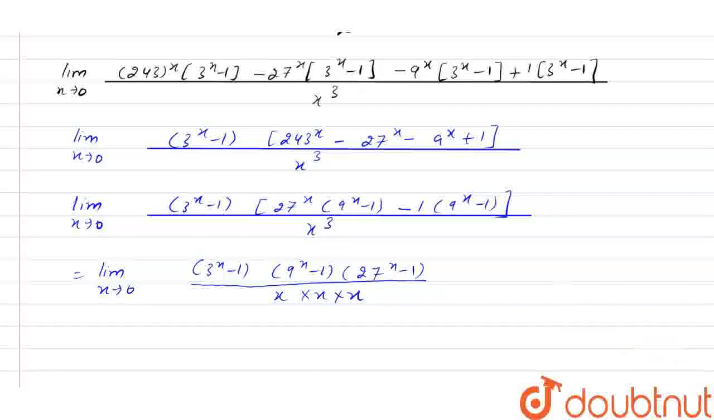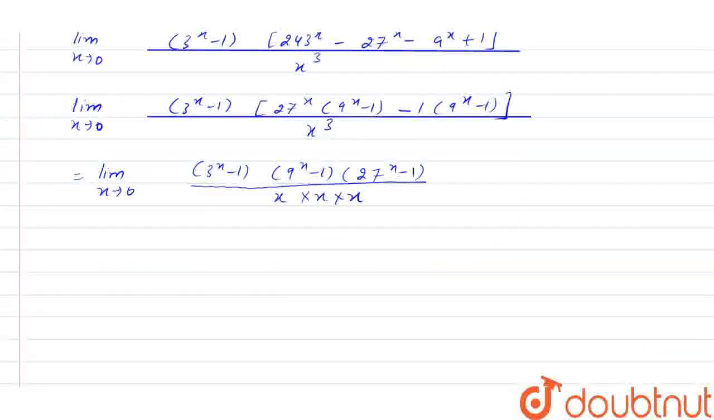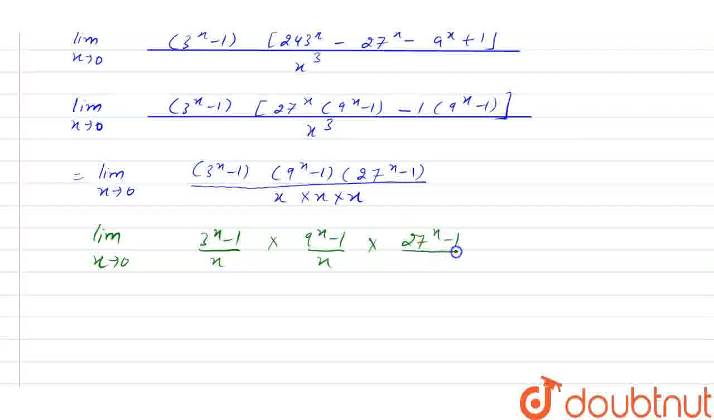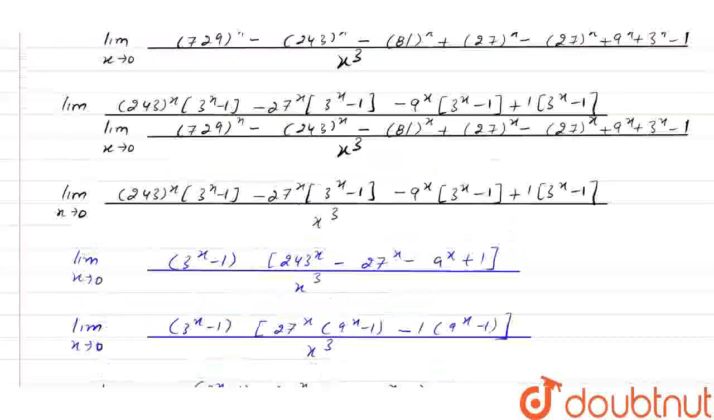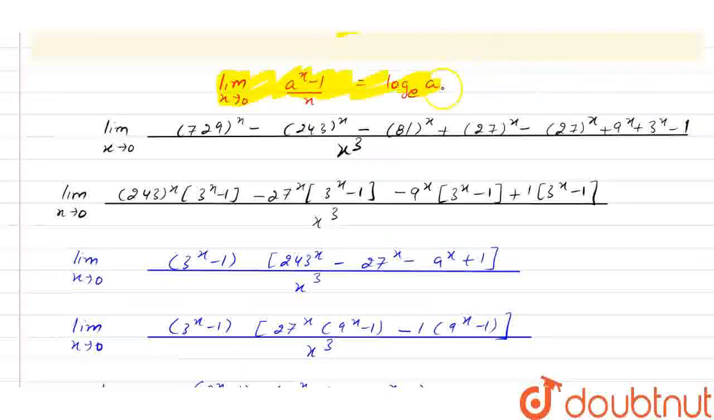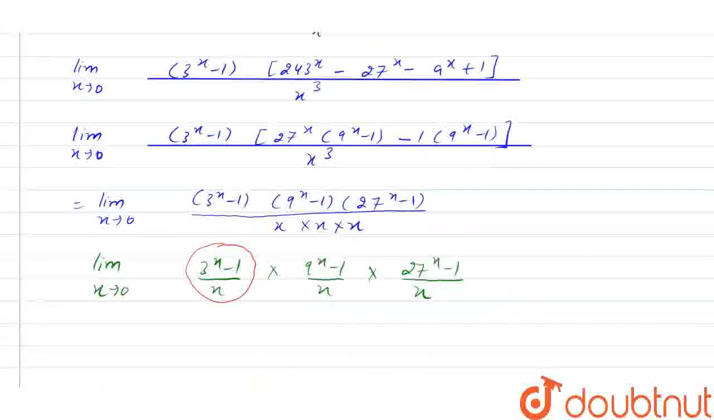So now we can write it as limit x tends to 0. We have 3 raised to power x minus 1 divided by x, into 9 raised to power x minus 1 divided by x, into 27 raised to power x minus 1 divided by x. So now we know that by the property of limit, this will be equal to log base e a.